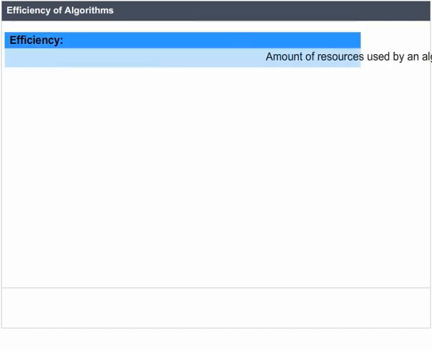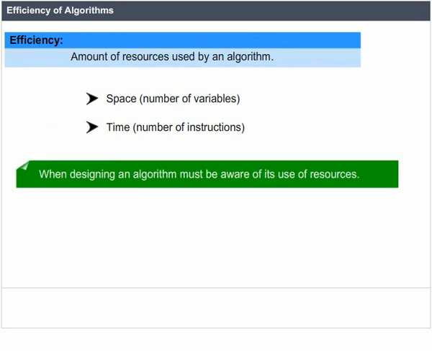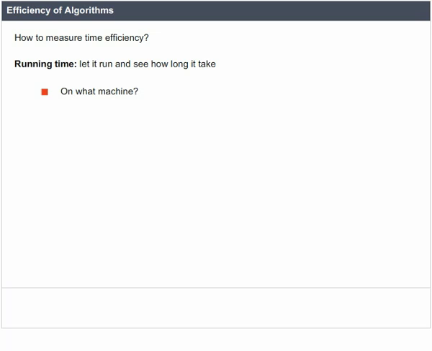Efficiency of algorithms. Efficiency is the amount of resources used by an algorithm. Space: number of variables. Time: number of instructions. When designing an algorithm, we must be aware of its use of resources. If there is a choice, pick the more efficient algorithm. How to measure time efficiency? Running time: let it run and see how long it takes. On what machine? On what inputs? Time efficiency depends on input.